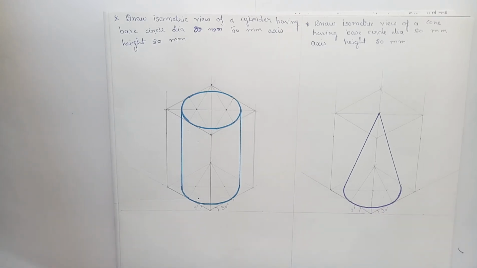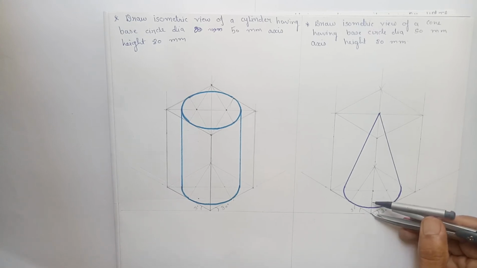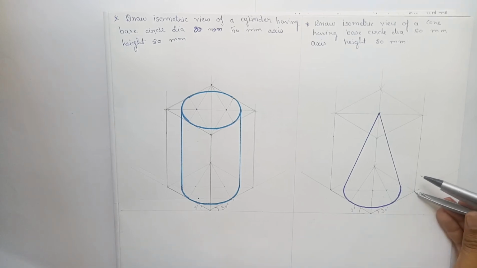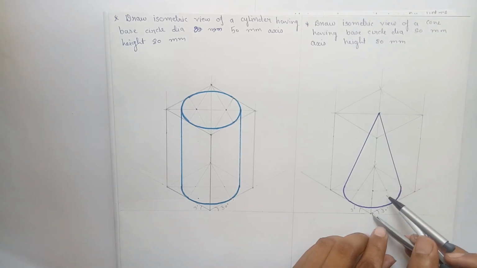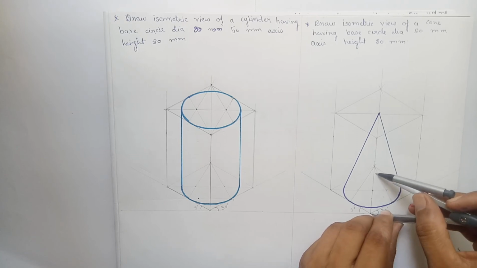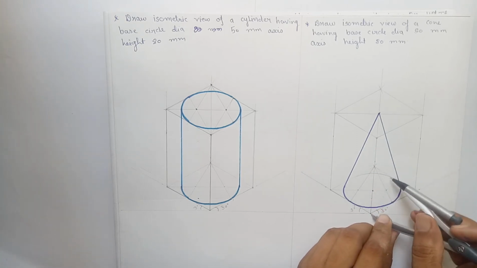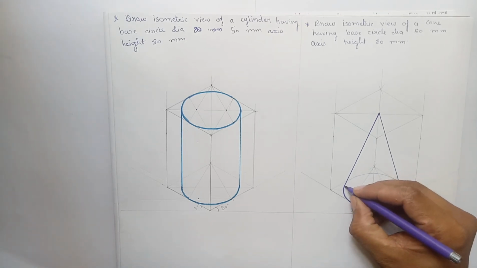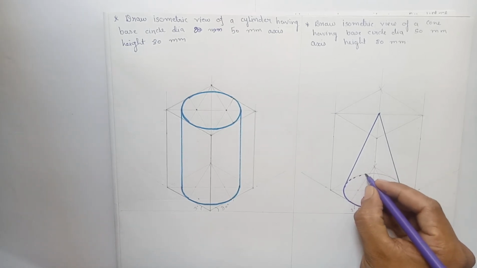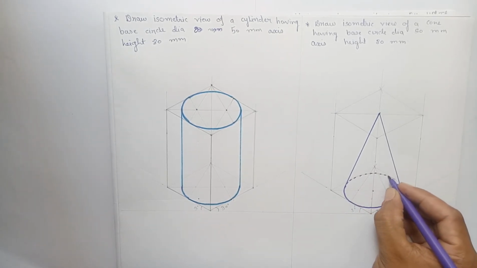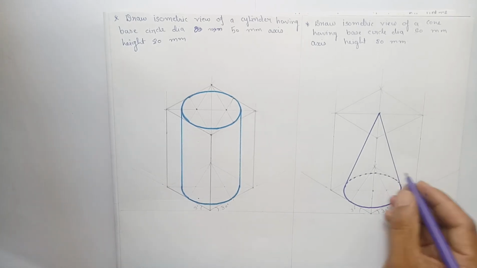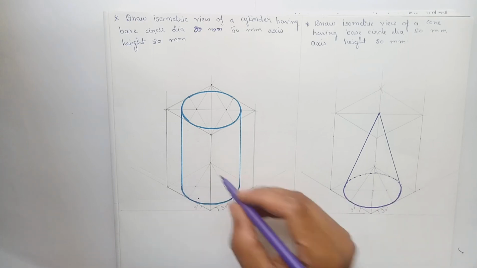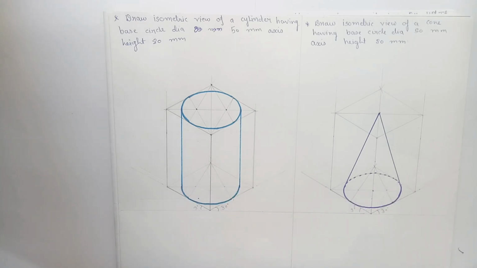If you want to show the hidden surface of the cone, let us measure the midpoint of this particular edge, give an arc, and this part of the base is going to be hidden. In an isometric view, we don't show the hidden outlines, but here to understand the figure we have drawn the hidden outlines. Here we can also draw the hidden outlines by using the same method.